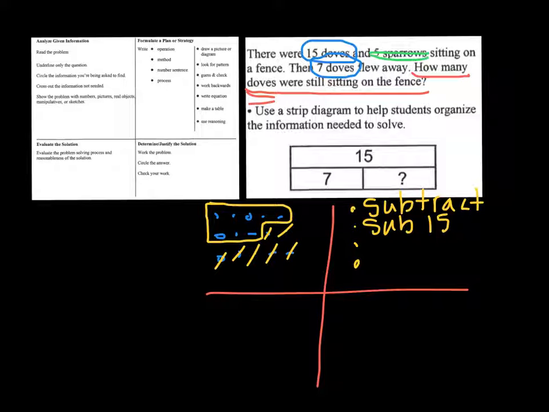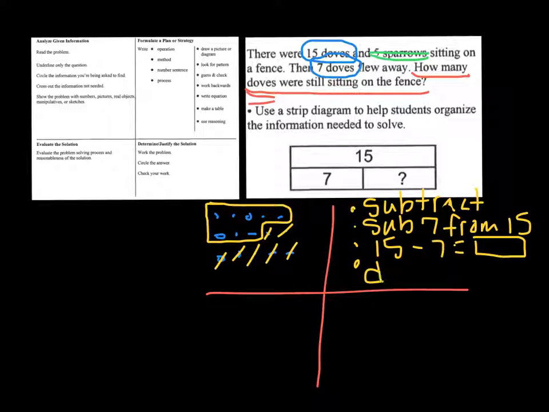Or maybe a better way here, let's write it a little bit better way. Let's say, since we're subtracting, let's subtract 7 from 15. In my number sentence, I'm going to do 15 minus 7 equals my solution. And then I'm going to find this time the difference between, we'll say, 15 and 7.